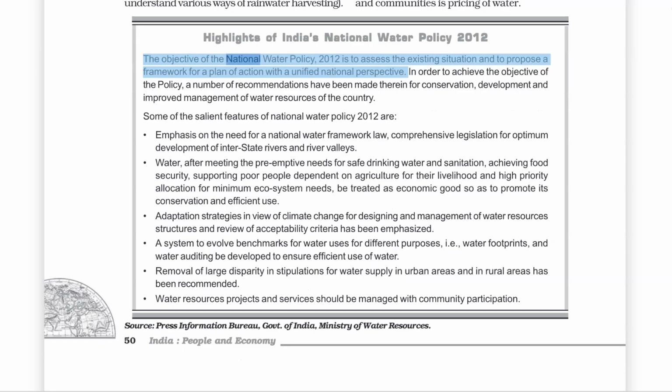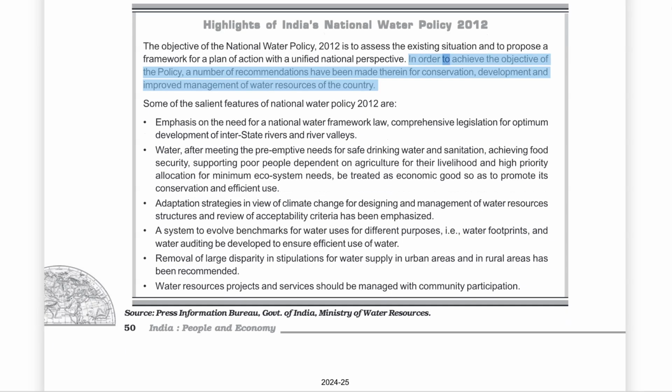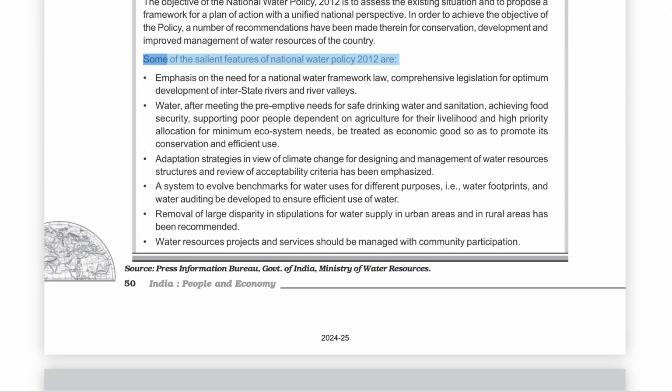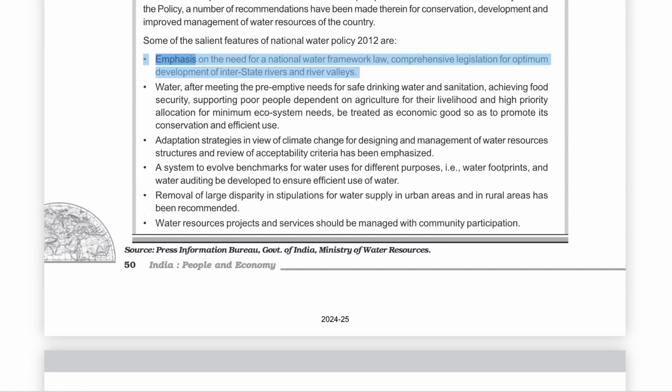The objective of the National Water Policy 2012 is to assess the existing situation and to propose a framework for a plan of action with a unified national perspective. In order to achieve the objective of the policy, a number of recommendations have been made therein for conservation, development, and improved management of water resources of the country. Some of the salient features of National Water Policy 2012 are: emphasis on the need for a national water framework law, comprehensive legislation for optimum development of interstate rivers and river valleys.